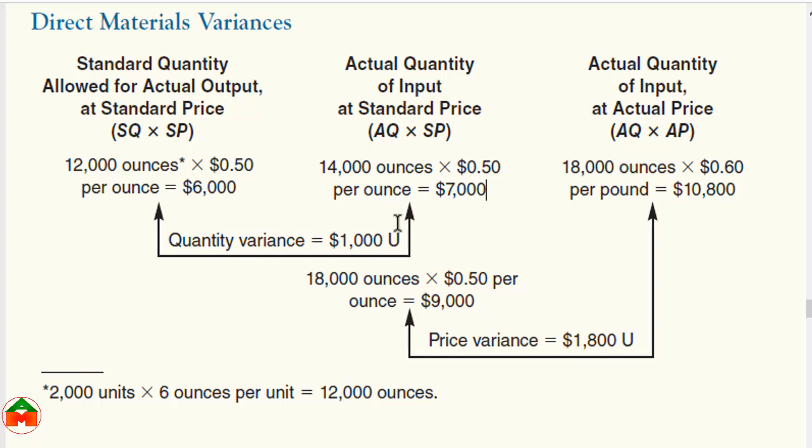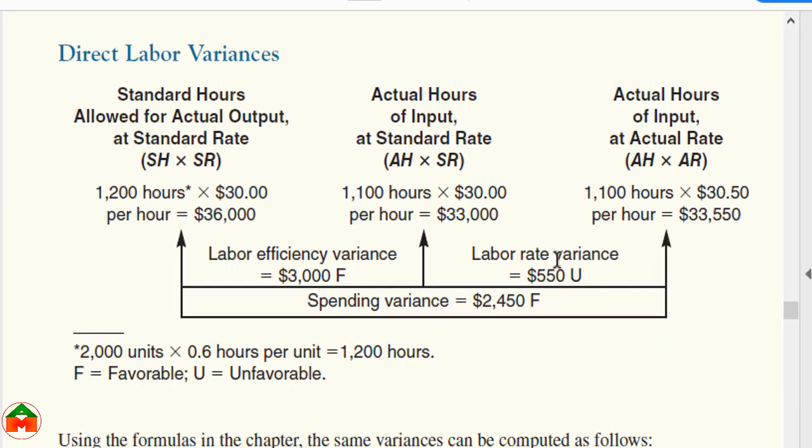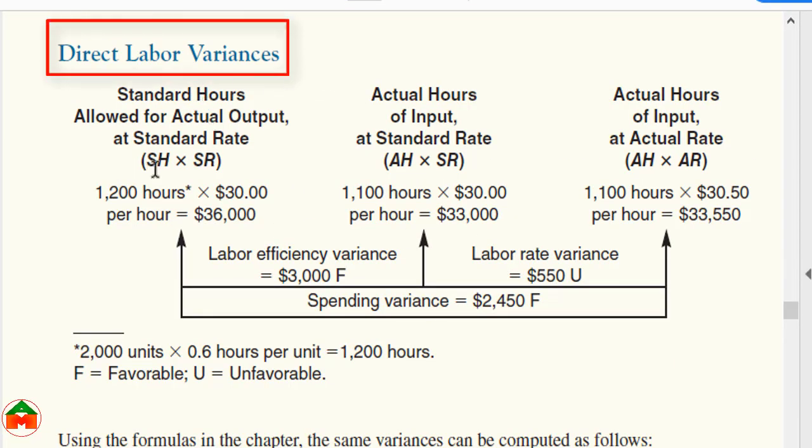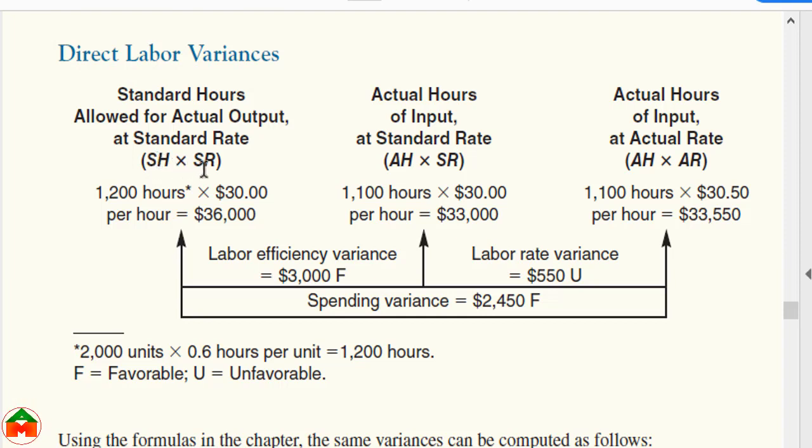These are the amounts of material variances. The quantity variance is 1,000 unfavorable by comparing this one and this one, and the price variance is 1,800 unfavorable by comparing this 9,000 and 10,800. Now we are going to find out the labor variances. Here the formula is standard hour multiplied by standard rate, actual hour multiplied by standard rate, actual hour multiplied by actual rate.